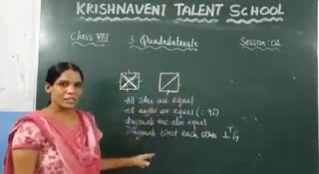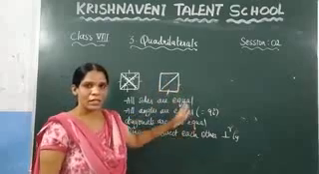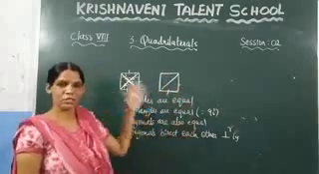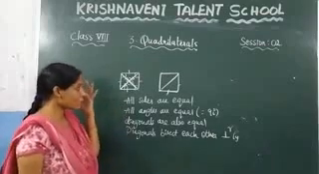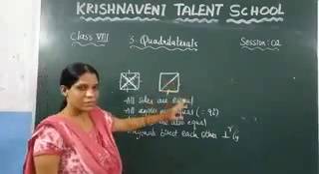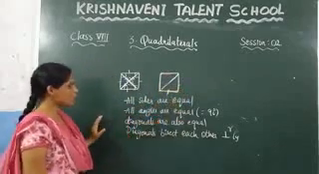Right? So in a square, if you draw the diagonal, we will get the diagonal divides the square into two isosceles triangles. This is also one of the important properties. So what we can say here, the diagonal divides the square into two isosceles triangles. This is about the square.